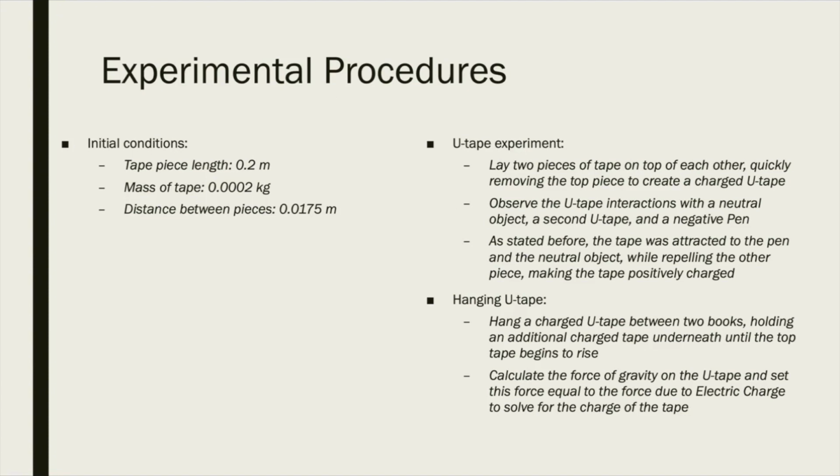Next, we move into the hanging U-tape, where we hung a charged U-tape between 2 books, holding an additional charged tape underneath until the top tape began to rise. From there, we calculated the force of gravity on the U-tape and set this force equal to the force due to the electric charge to solve for the charge of the tape.